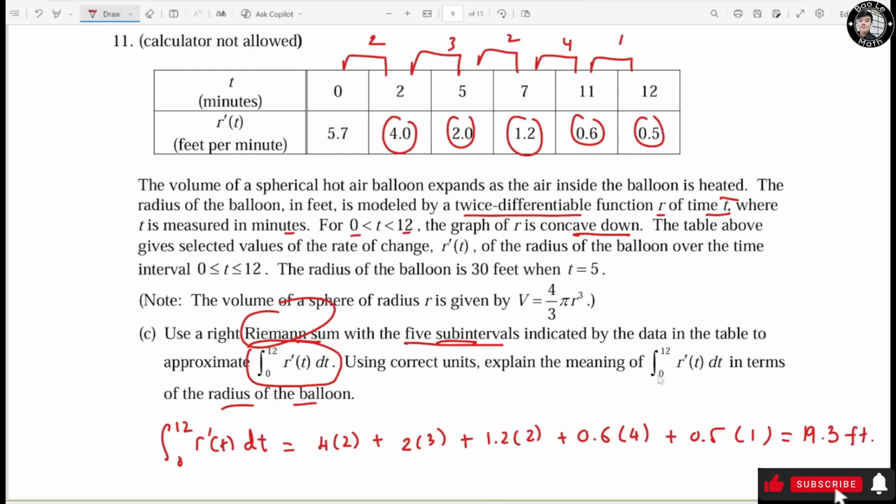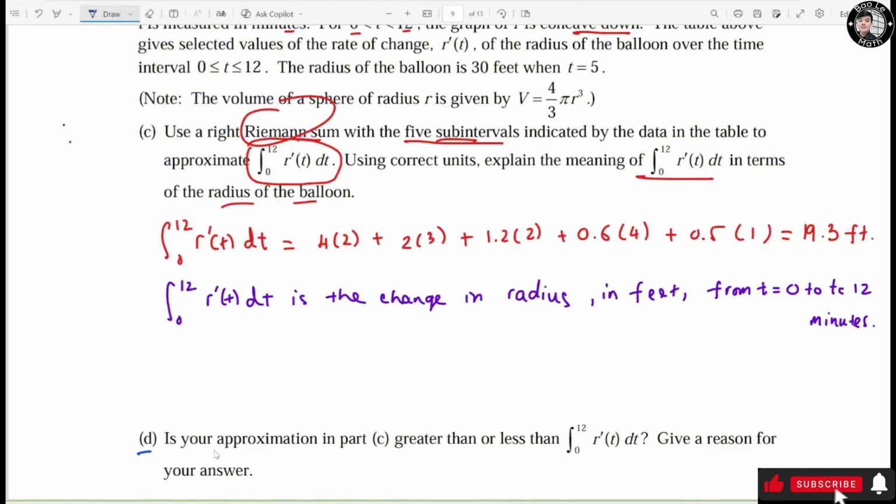Now, we need to explain the meaning of this in terms of the radius of the balloon. So we need to say that the integral from 0 to 12 of r prime of t dt is the change in the radius in feet from t equals 0 to t equals 12 minutes. Now question D. Is the approximation in part C greater than or less than the integral from 0 to 12 of r prime of t dt?